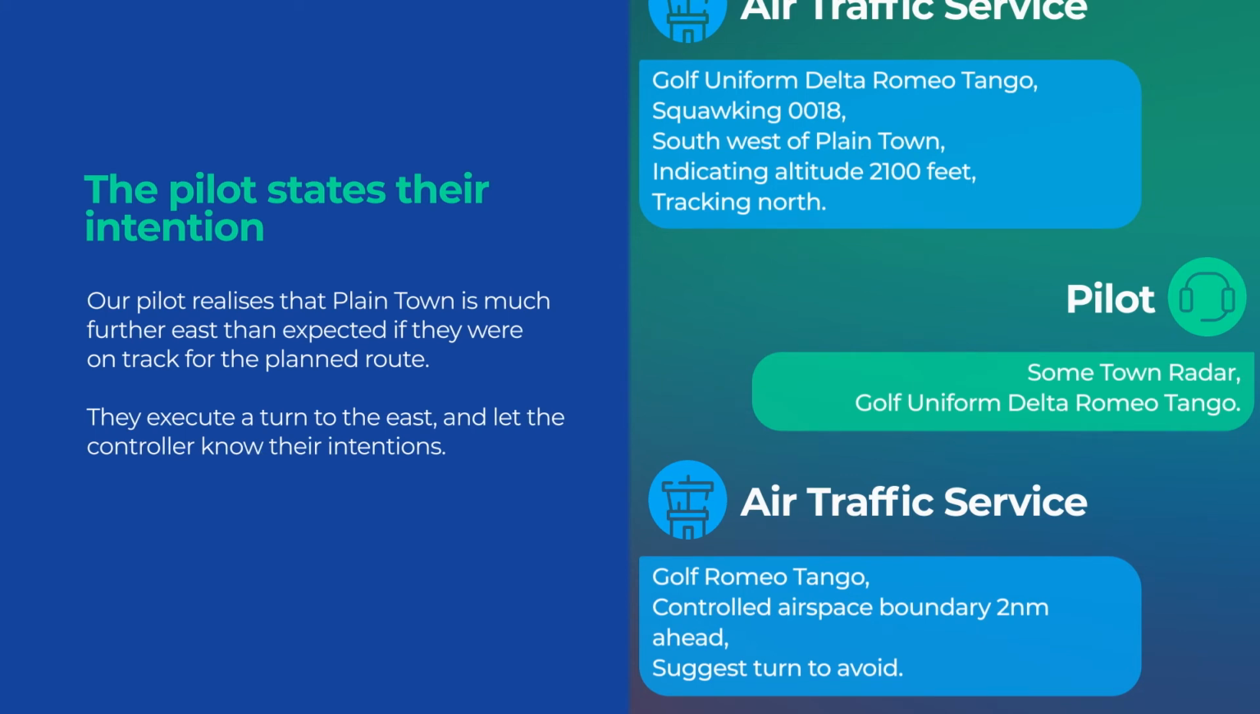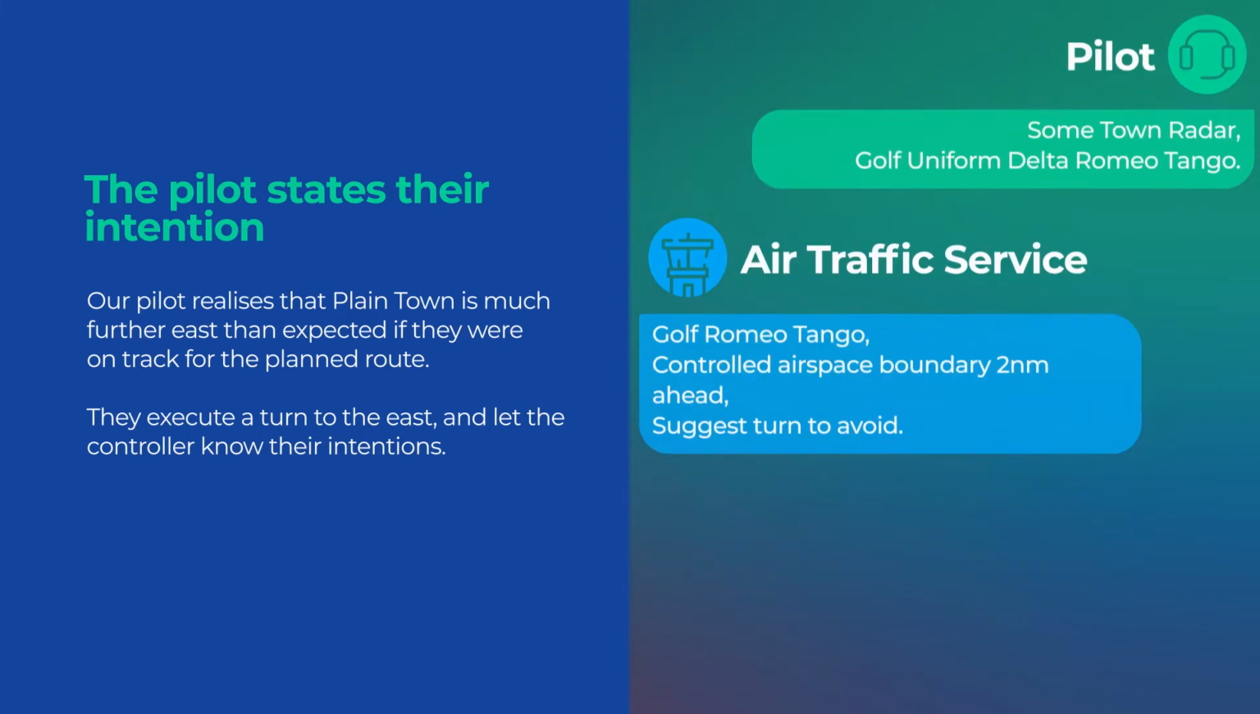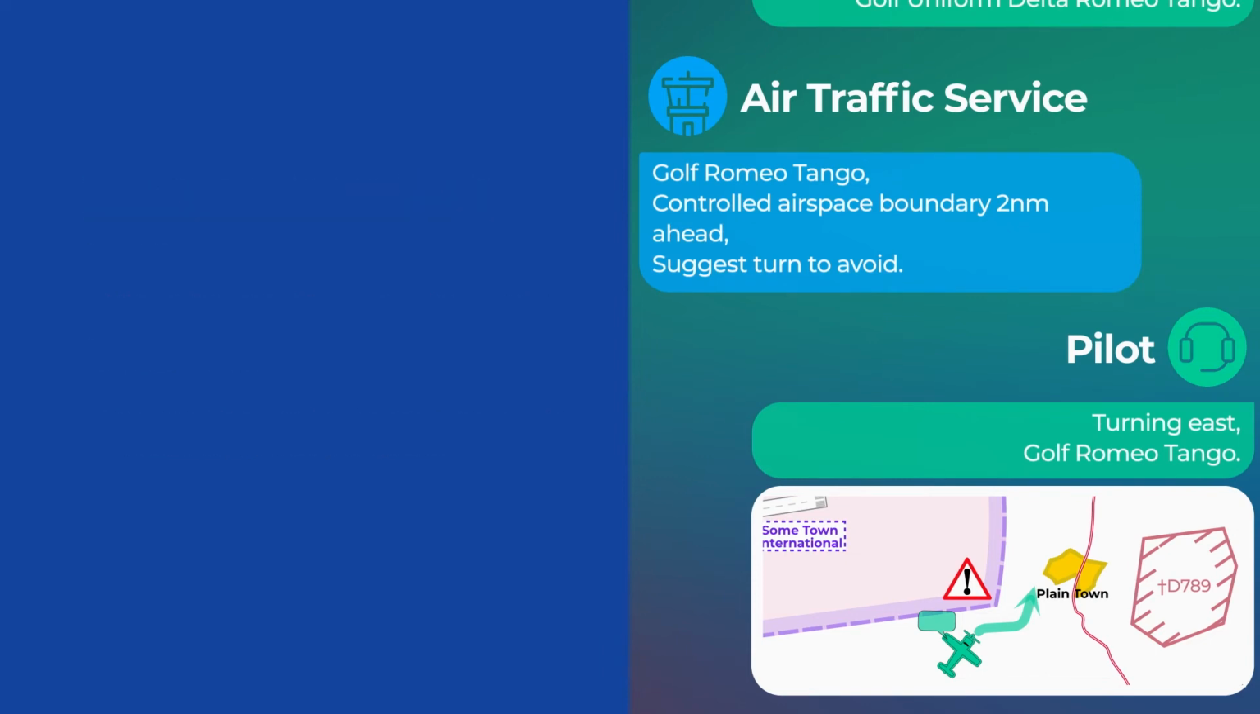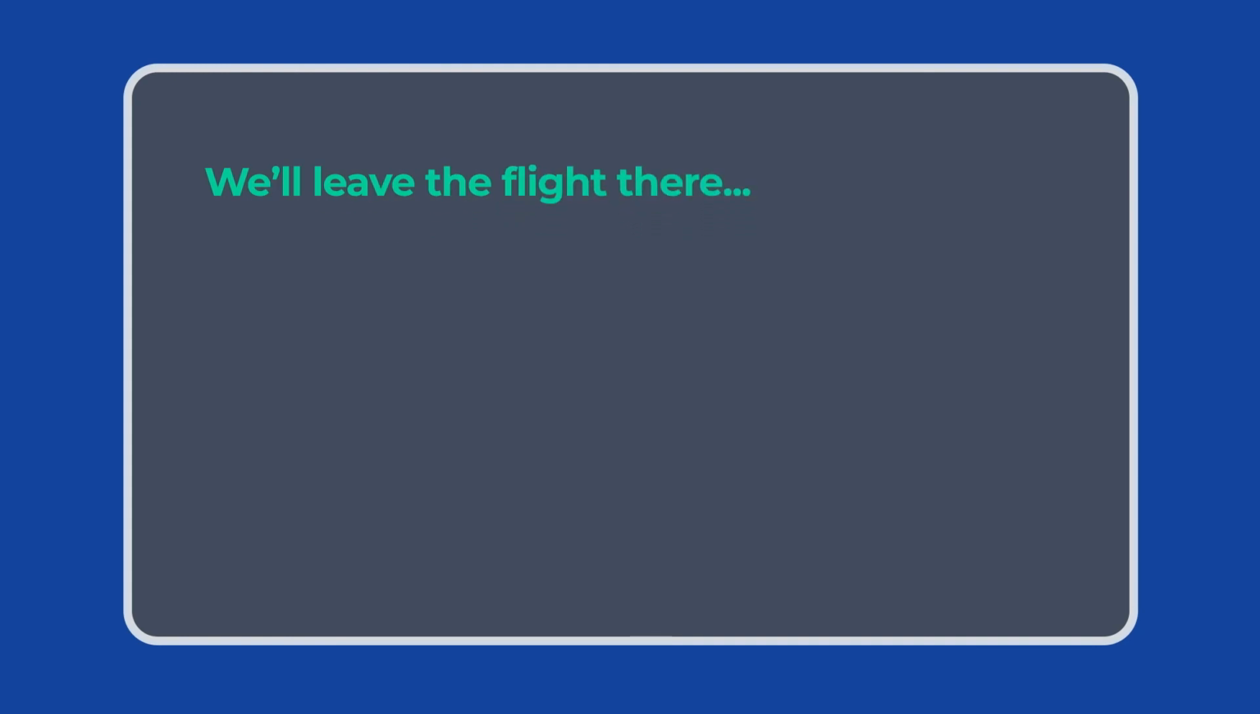Here, glancing out to the right, our pilot realizes that Plaintown is much further east of their position than expected if they were on track for the planned route. They execute a turn to the east. Turning east, Golf Romeo Tango. We'll leave the flight at this point.